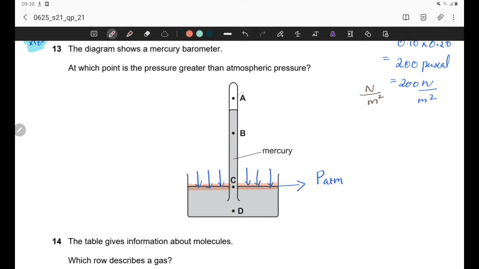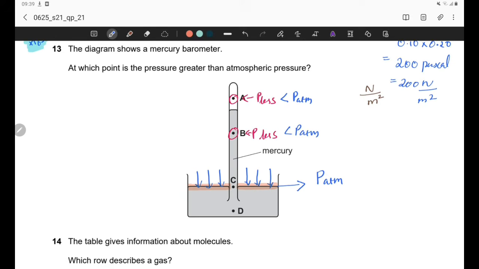So when we look at the points A, B, we can see these 2 points are lying above the level of atmospheric pressure. That means the pressure at the top points will be less than the atmospheric pressure. That's why they are staying at the top position. So here the pressure must be less comparing to the atmospheric pressure. Even at this point also pressure will be less, comparing to the atmospheric pressure at these 2 points.